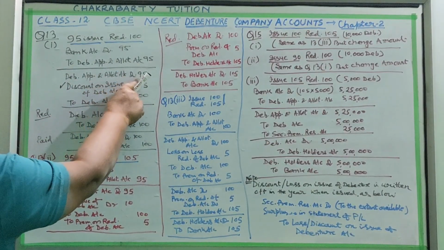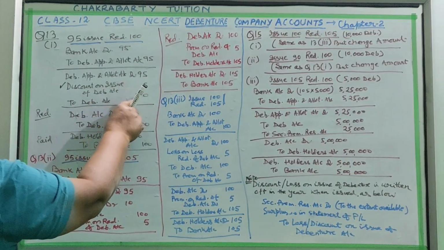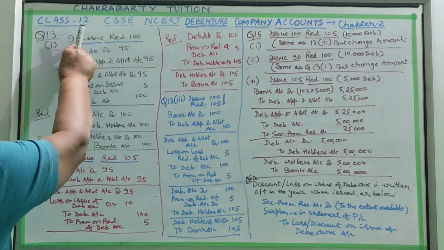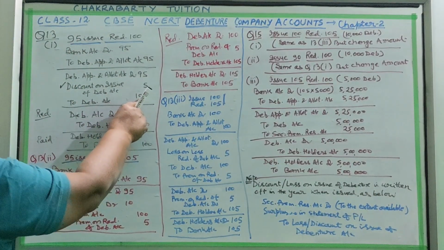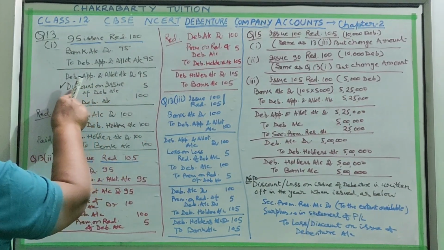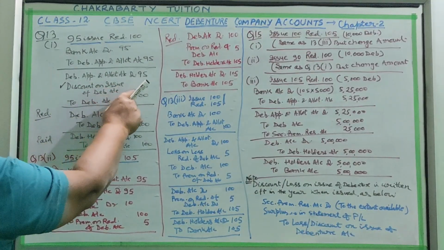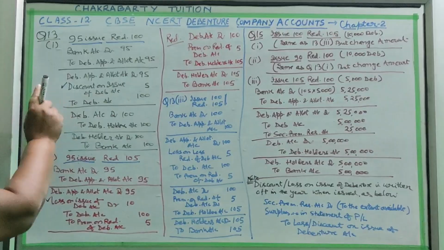Debenture application and allotment account debit 95, so it will go up. Now you have to credit the debenture account by rupees 100, because face value is 100. So 100 rupees face value will be credited to the debenture account. Now the difference of 5 rupees is your discount, because you have given 5 rupees discount. So discount on issue of debenture you will debit by rupees 5. Okay, so this entry for question 1 is over.